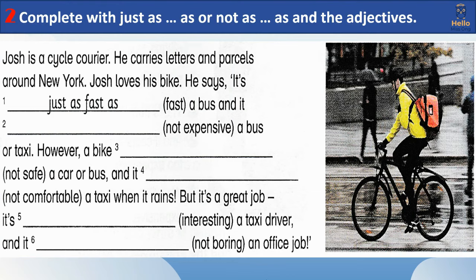Activity 2. Complete with just as or not as, and the adjectives. Josh is a cycle courier. He carries letters and parcels around New York. Josh loves his bike. He says, "It's just as fast as a bus, and it isn't as expensive as a bus or taxi."